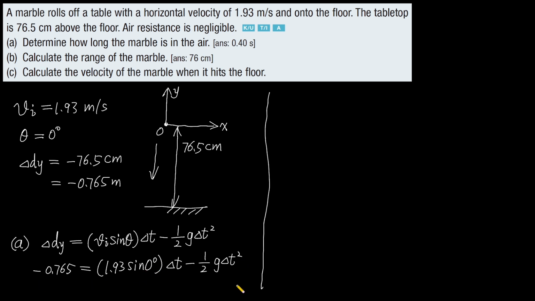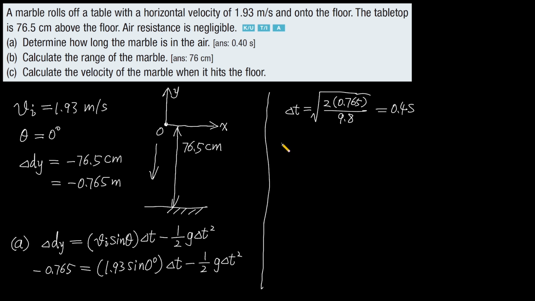So from this equation, we can get that delta t equals the square root of 2 multiplied by 0.765 divided by the acceleration g. g is 9.8. Then delta t equals 0.4 seconds.